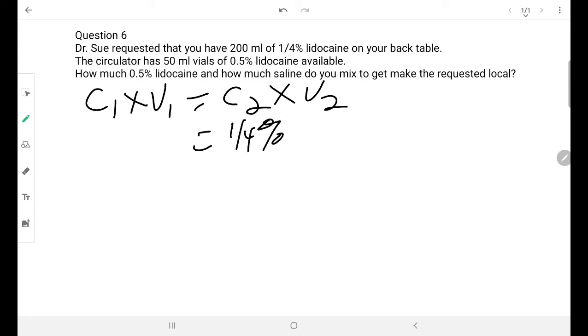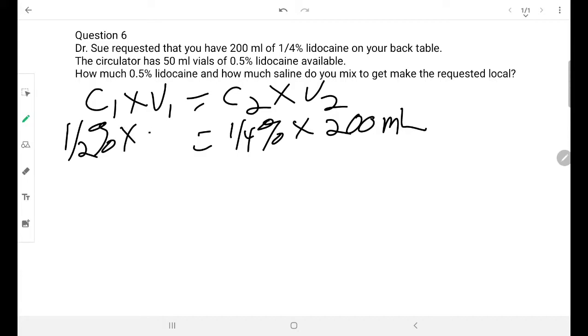So what we're wanting here is 0.25% lidocaine, and we need 200 milliliters. The circulator has 50 milliliter vials of 0.5% lidocaine available. How much 0.5% lidocaine and how much saline do you mix to get the requested local? So we have 0.5% as our concentration available, and we're wanting to know how much of that we need to add to saline in order to get what was requested.